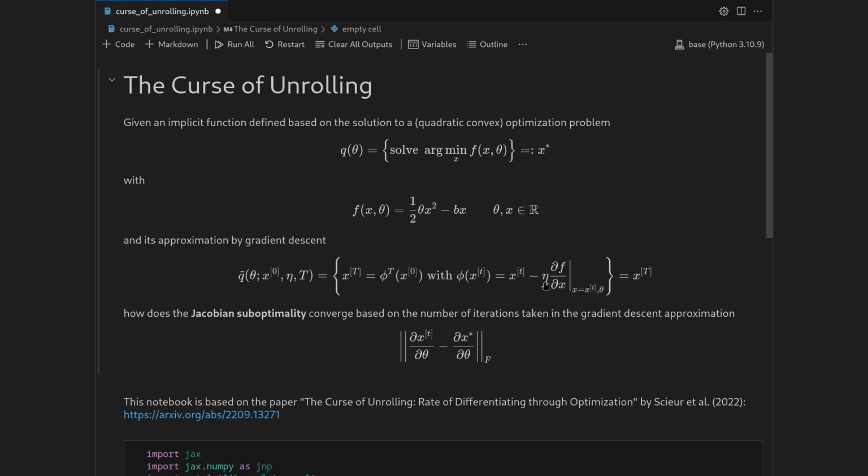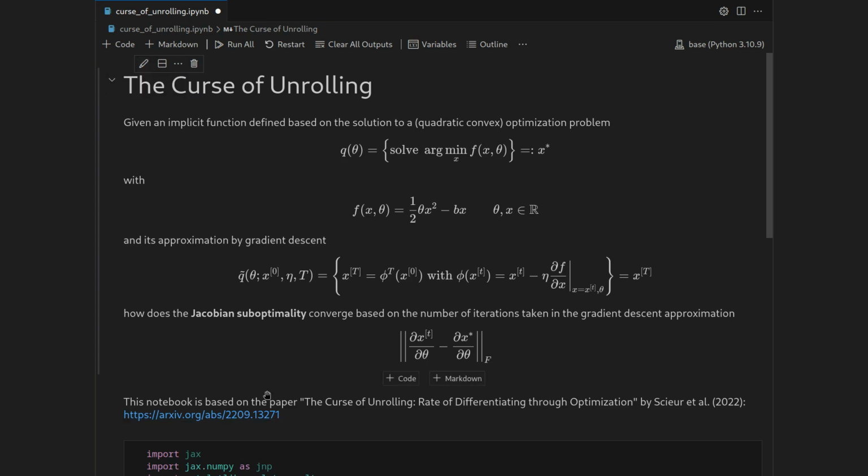And now what we are interested in is the derivative of the output, so this x_t, with respect to the input, with respect to theta. So in a more general case, when both x and theta are vectors, that is a Jacobian matrix. Here it will just be a scalar derivative, but think of it as a matrix. And then we are interested in this matrix suboptimality. So basically, how fast does that converge? And is it different from how the primal converges? This is what we are going to look at in this video.